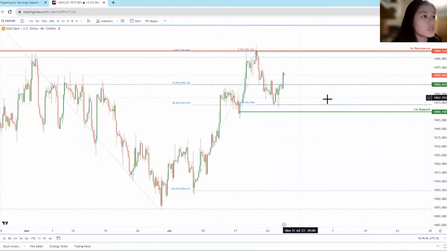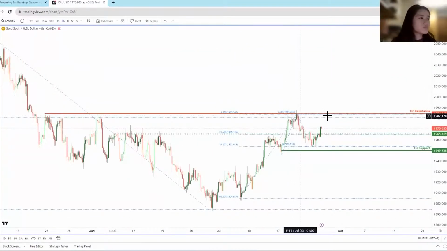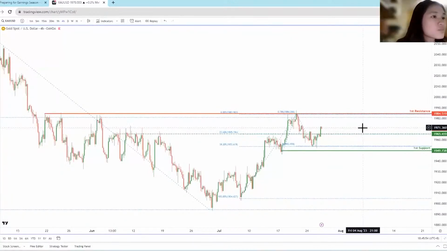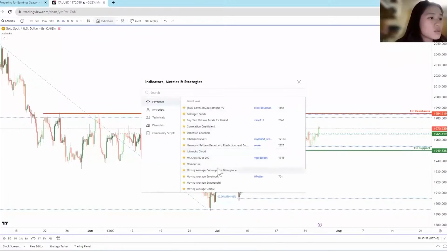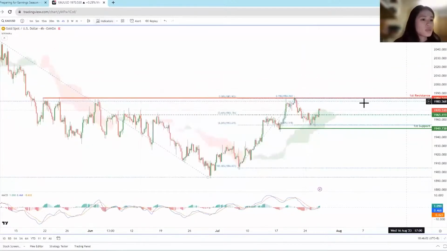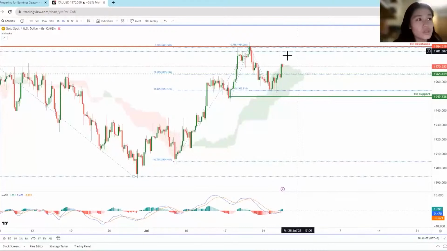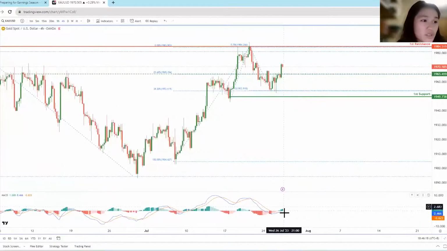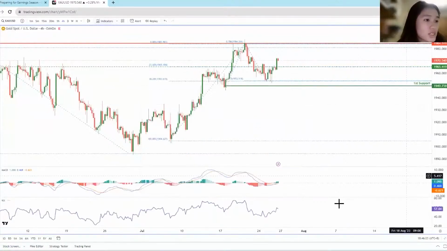So now that we have these levels, let's go in and look at some indicators. Ichimoku isn't really telling us anything now because it's moving within the cloud. But it does look like it's breaking out and moving above, but only when it's moving above can we confirm that it's bullish. As of right now, MACD is also bullish. RSI.